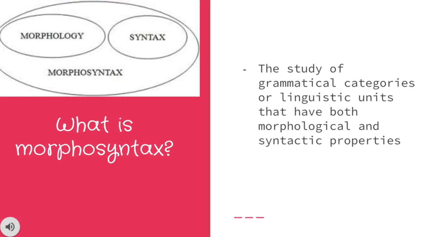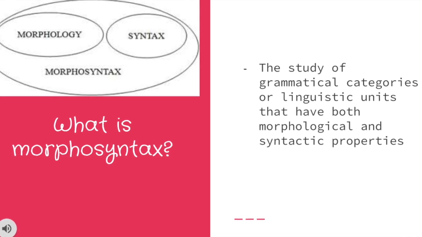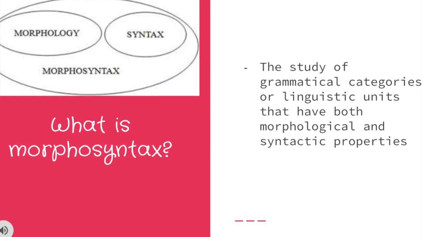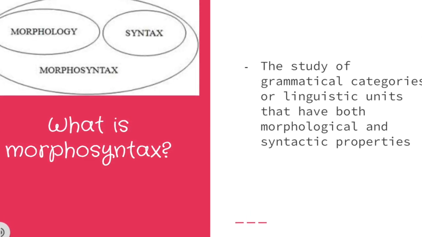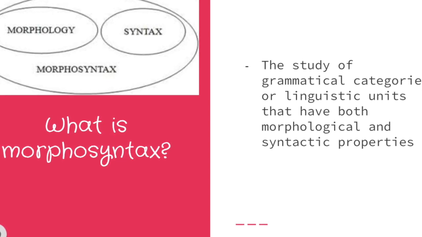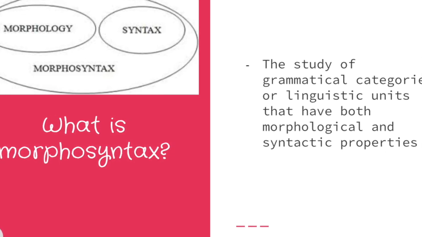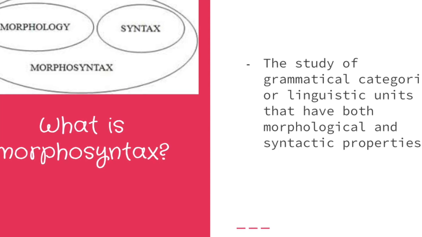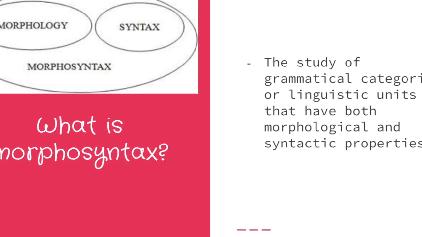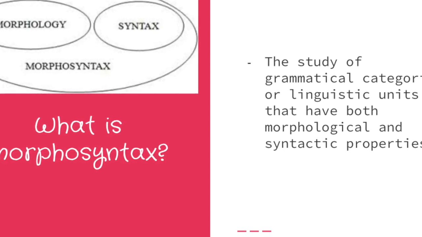What is morphosyntax? Morphosyntax can best be defined as the study of grammatical categories or linguistic units that have both morphological and syntactic properties. Some morphosyntactic features in language can be gender, number, person, case, definiteness, tense, mood, and polarity.